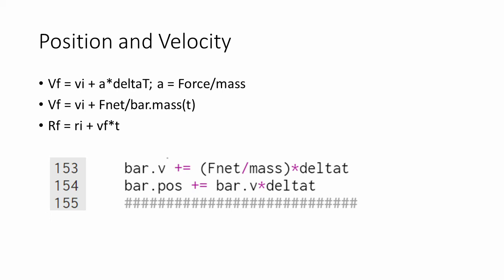So our velocity equation is going to be v initial plus acceleration times delta t, and acceleration is going to be the net force divided by mass. And our position is going to be position final equals position initial plus v final times delta t. And this is what it looks like in the code. Every time it loops through, it's going to update with the new final velocity, and so we're going to get an accurate position coordinate.